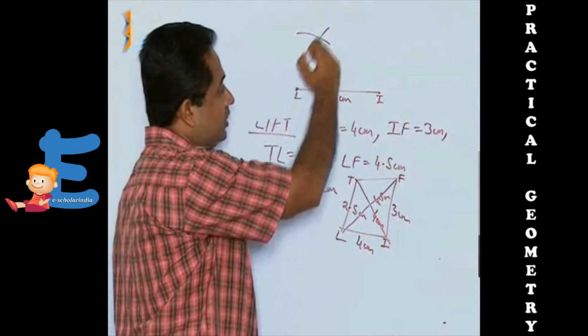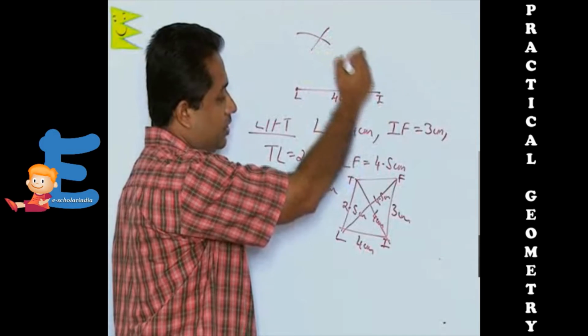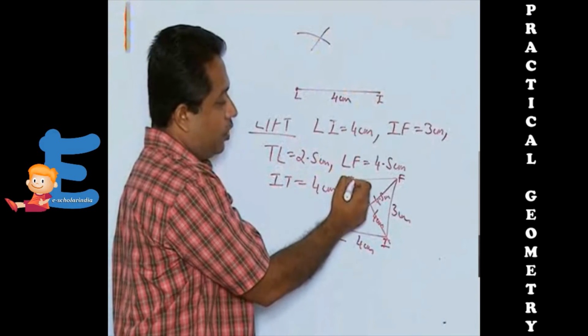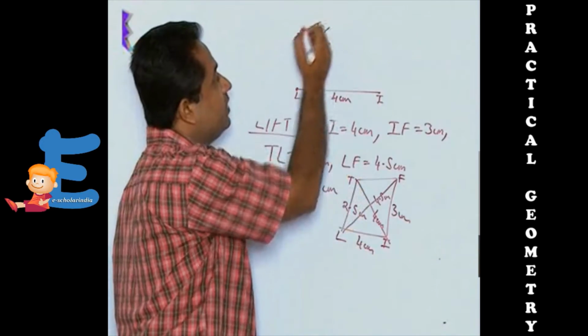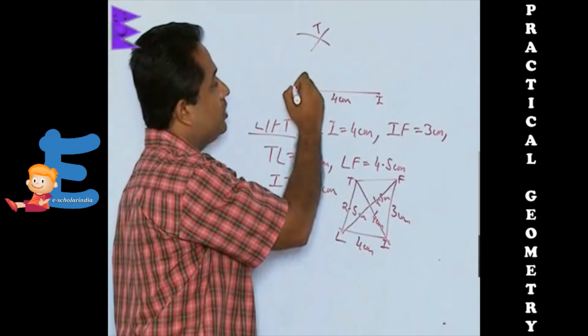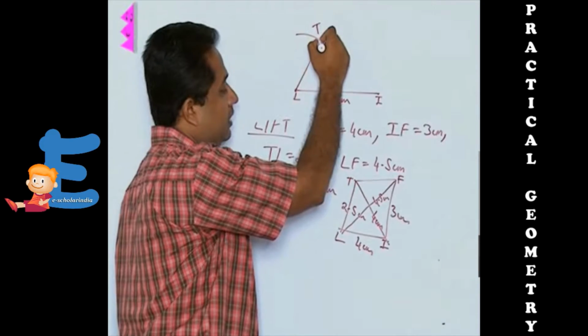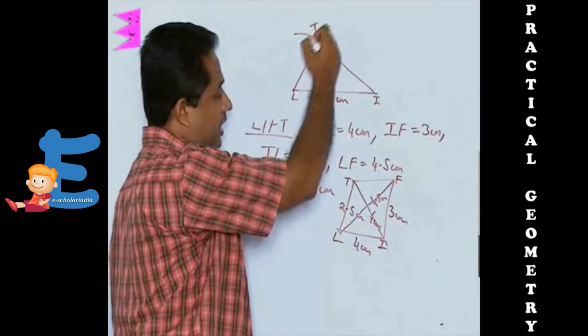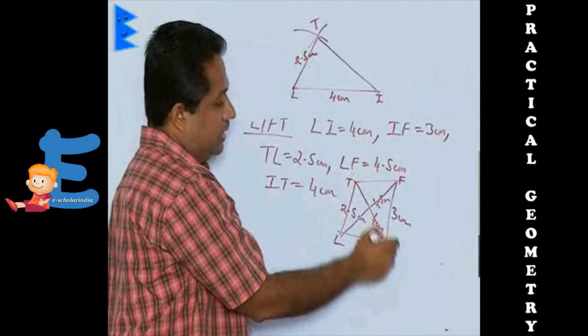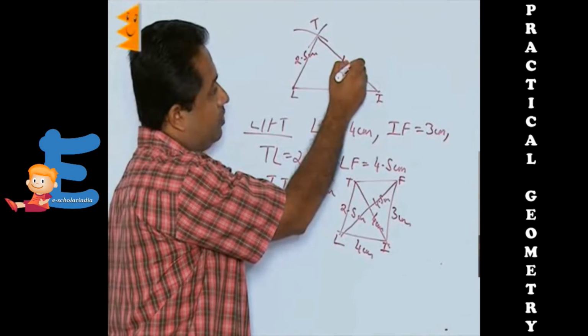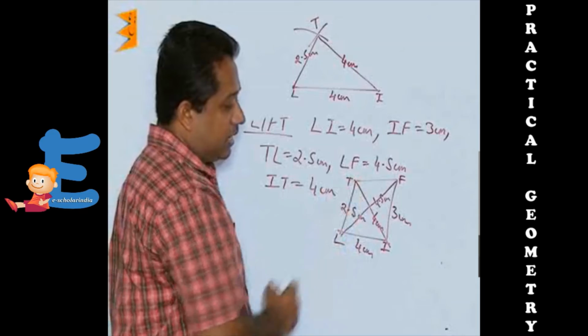So this dimension and this dimension, 2.5 and 4, the point of intersection from the rough diagram is T. So this becomes a triangle like this. So LT 2.5 and TI 4 centimeters. So we've got this portion of this quadrilateral.